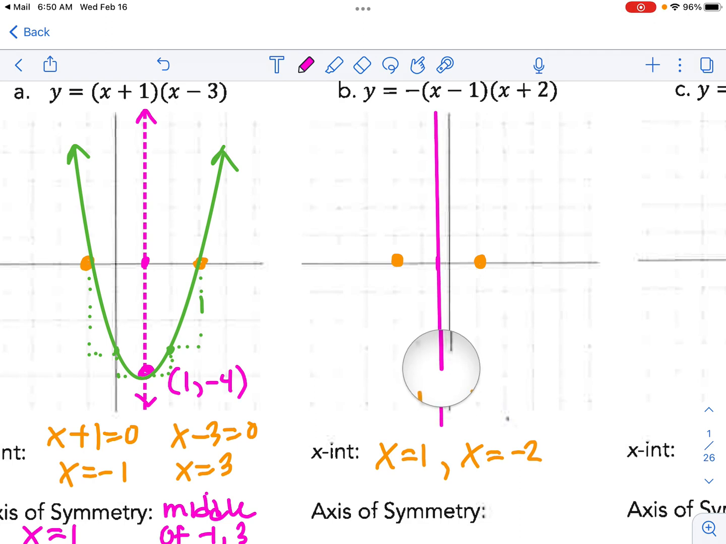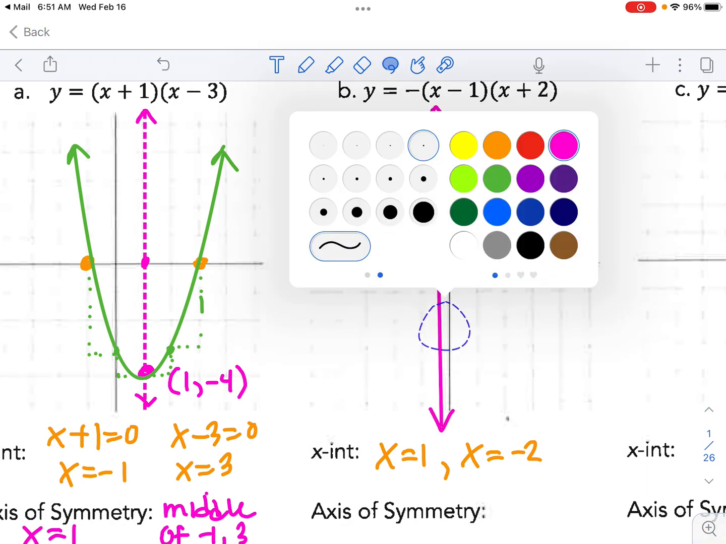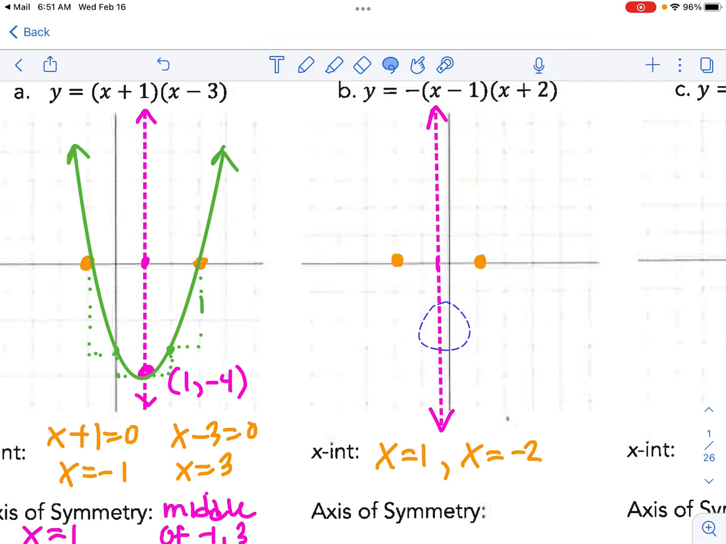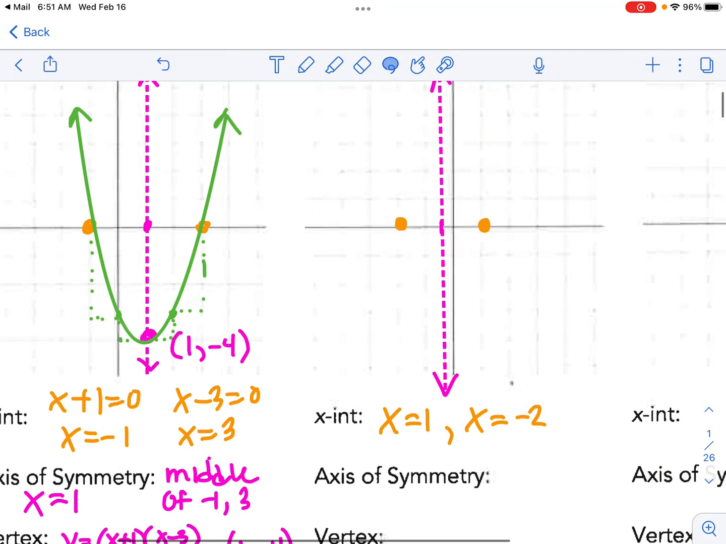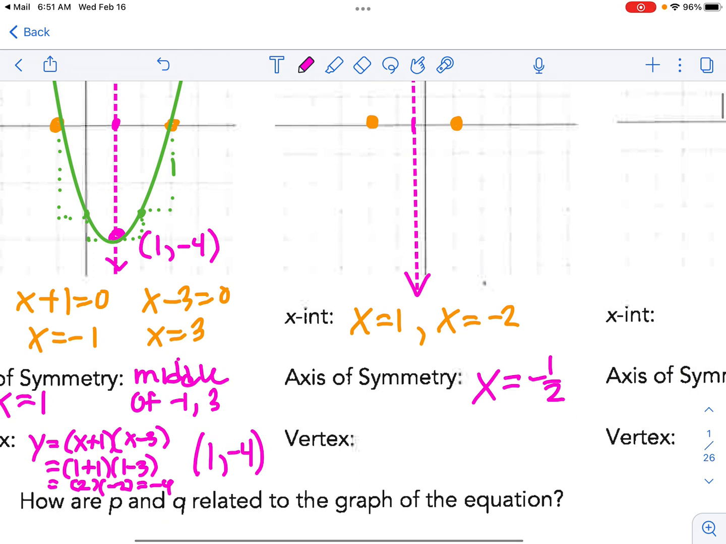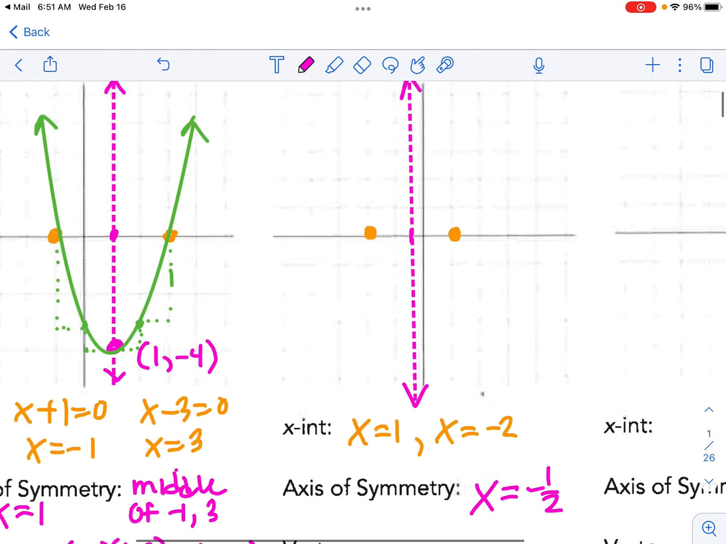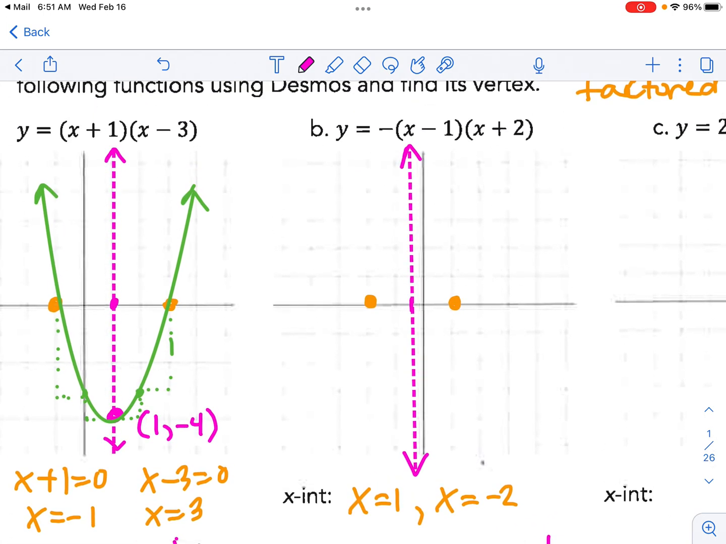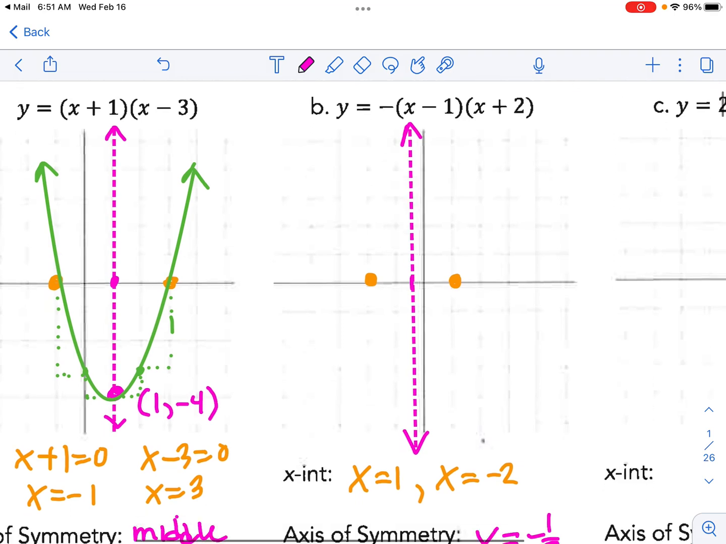I'm trying to get that to be vertical. It's kind of hard. It's not quite vertical. I'm going to live with that, though. So there's our axis of symmetry, like that dashed, at x equals negative 1/2. And so our vertex then, I have to put negative 1/2 up here.